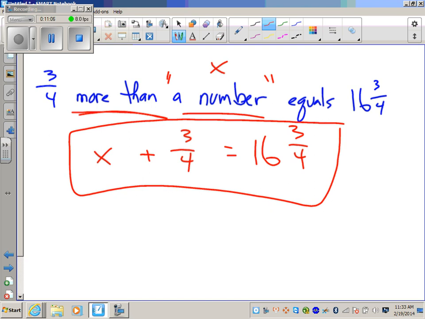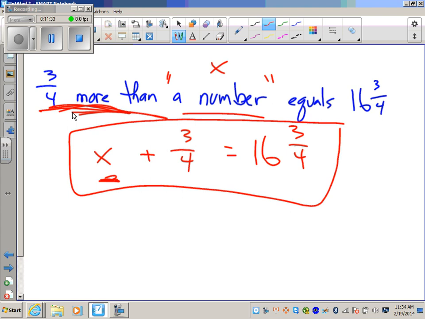Very good. I can only say that I have 3/4 more than if I know how much I have. I can only say that it's 3/4 more than x once I know what x is. Kind of like Zakai's shoes again. Yeah. No. Can't switch them up.